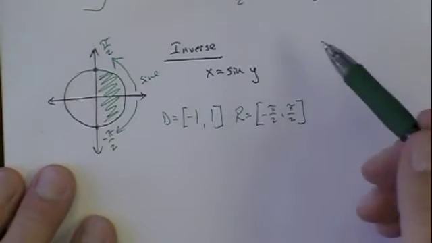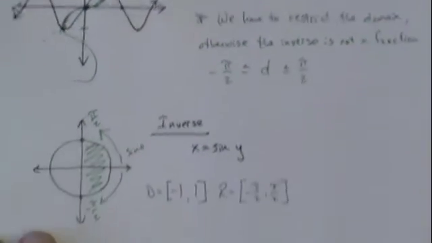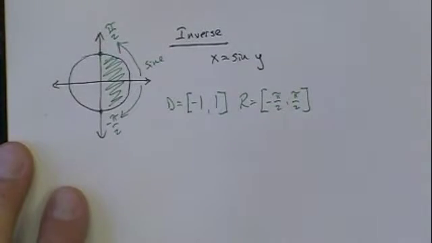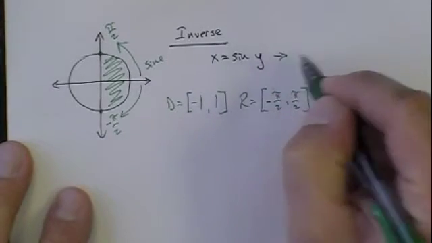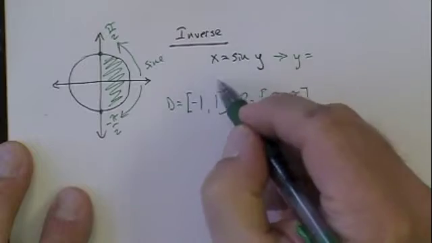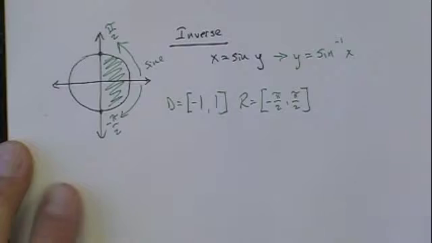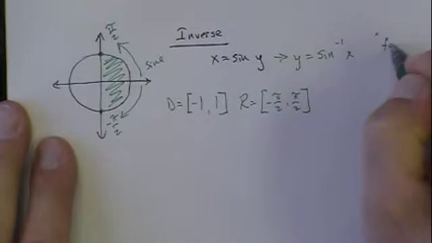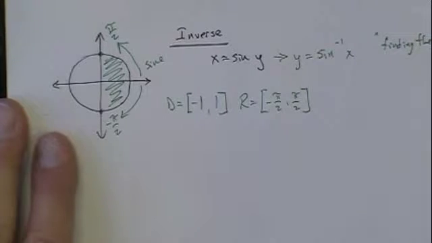So we said earlier that with the normal equation y equals sine of x, we're finding the y-coordinates. So now when we're looking at the inverse, x is equal to the sine of y. What we can do when we're rewriting that, when we solve, is y equals, and this is where we move this over and it becomes the inverse sine of x. And what we're doing is we're finding the angle with the y-coordinate given.